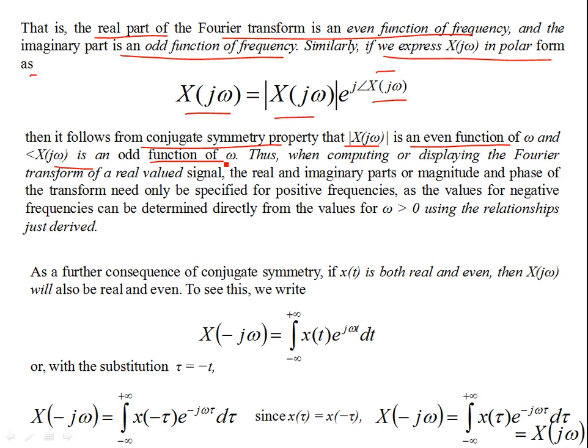So for real signals, as a consequence of conjugate symmetry, the magnitude is even while the phase is odd in omega. Thus, when computing or displaying the Fourier transform of a real valued signal, the real and imaginary parts, or the magnitude and the phase, of the transform need only be specified for positive frequencies, as the values for negative frequencies can be determined directly from the values for omega greater than 0, using the relationships just derived. As a further consequence of conjugate symmetry, consider when x(t) is both real and even.